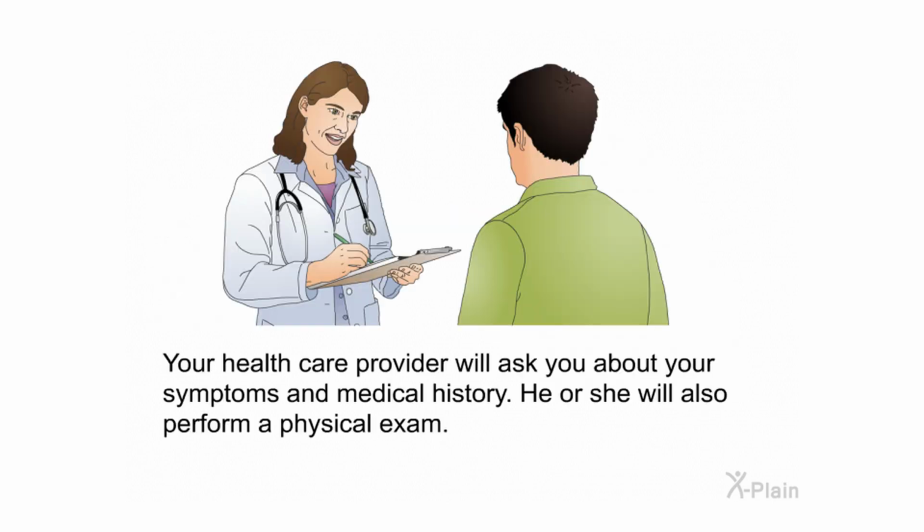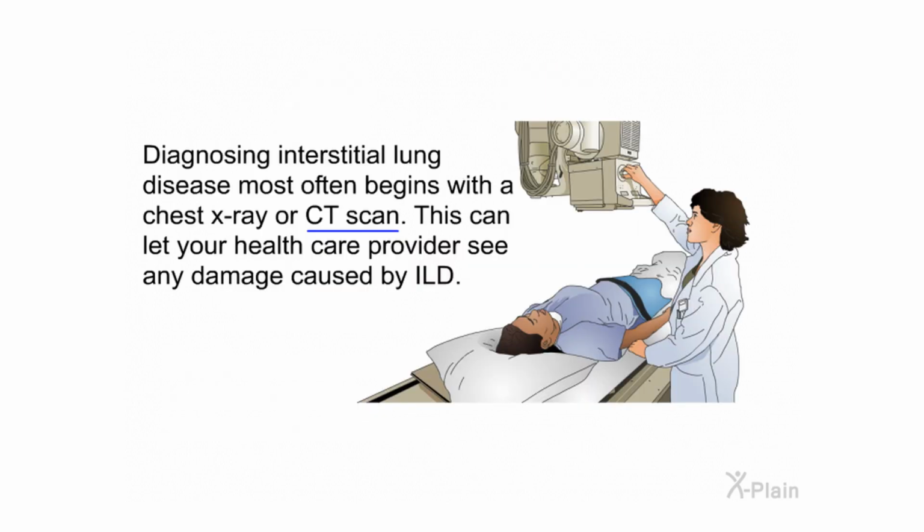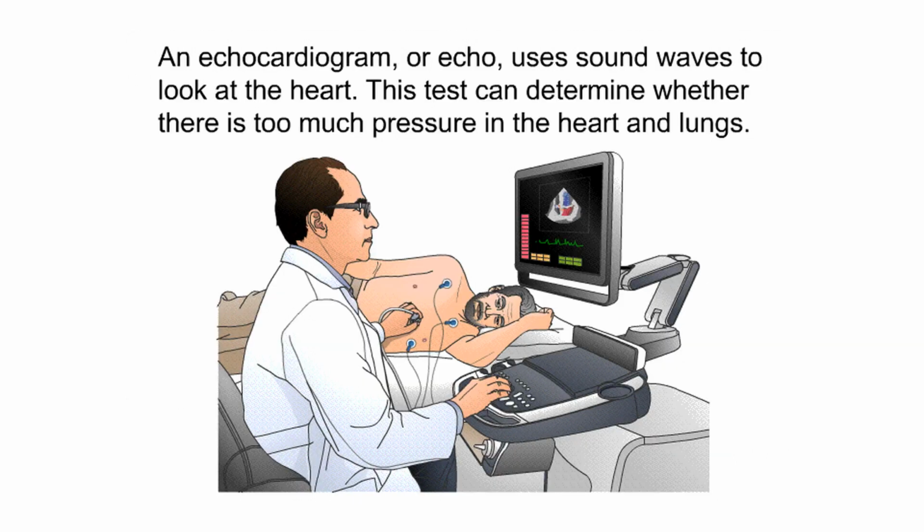Diagnosis. Your healthcare provider will ask you about your symptoms and medical history. He or she will also perform a physical exam. Diagnosing interstitial lung disease most often begins with a chest X-ray or CT scan. This can let your healthcare provider see any damage caused by ILD. An echocardiogram, or echo, uses sound waves to look at the heart. This test can determine whether there is too much pressure in the heart and lungs.